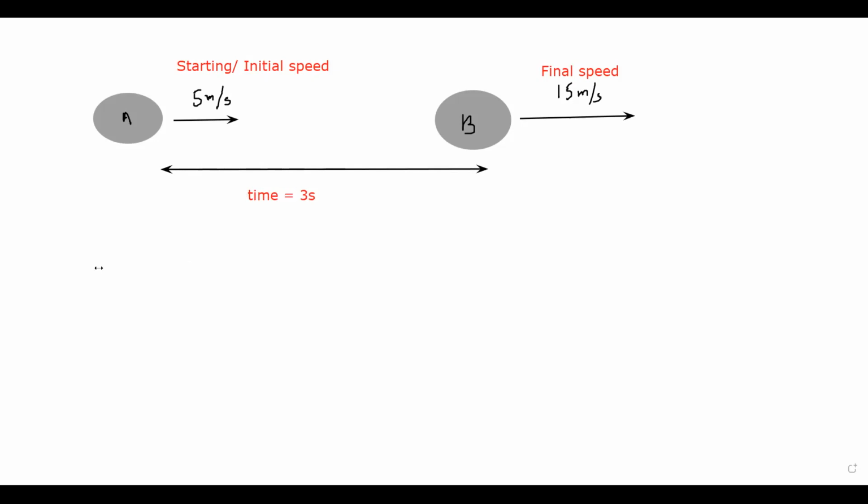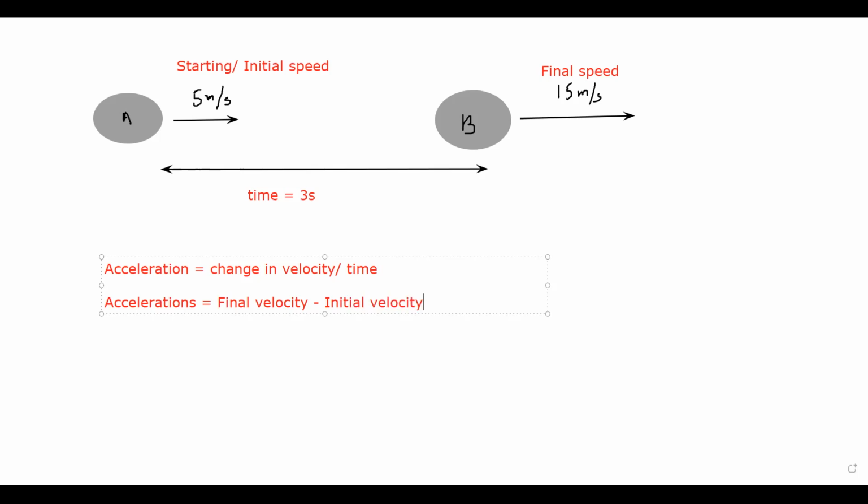So what is acceleration? How do we calculate acceleration? The formula to calculate acceleration is equal to the change in the velocity divided by time. Or you can also say the change means the difference. So acceleration is equal to the final velocity minus the initial velocity, divided by time.